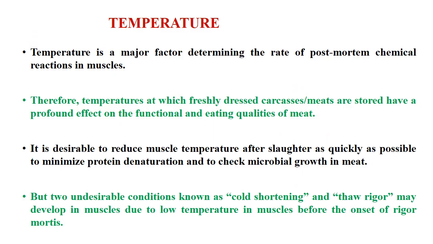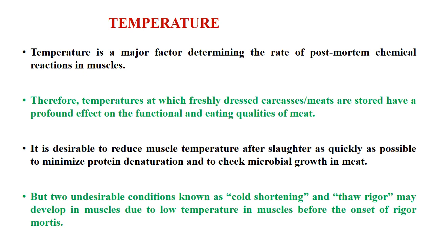The temperature of the carcass after dressing is important, as I mentioned. It is a major factor determining the rate of post-mortem chemical reactions. There is a series of biochemical changes after slaughter which depends on the temperature of the surroundings or of the carcass. Therefore, the temperature at which freshly dressed carcasses or meat are stored has a profound effect on the functional and eating qualities of meat.